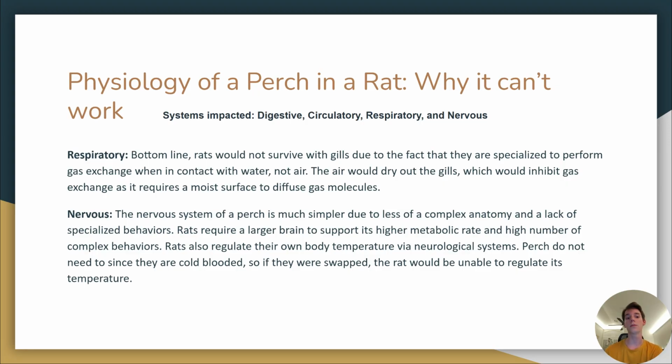And in the respiratory system, it definitely would not work in a rat because gills would dry out on land, so it wouldn't have that moist surface to perform gas exchange. And then the nervous system is much simpler in a perch because it has less of a complex anatomy, and perch don't have specialized behaviors. Rats have a larger brain, so the perch brain would be too small. And rats need to regulate their own body temperature, so the nervous system does this. If they had a perch nervous system, that's specialized for a cold-blooded animal, so rats wouldn't actually be able to regulate their body temperature if they had the nervous system of a perch, so they would die.